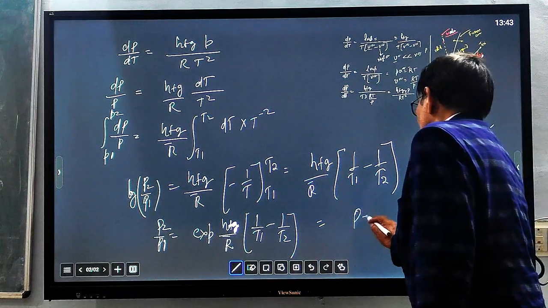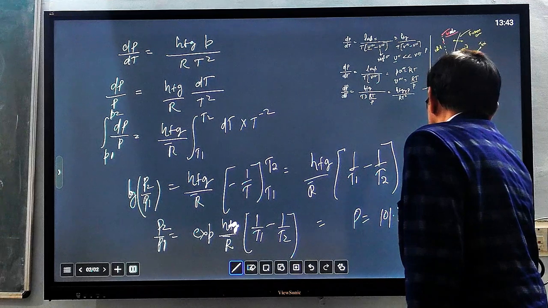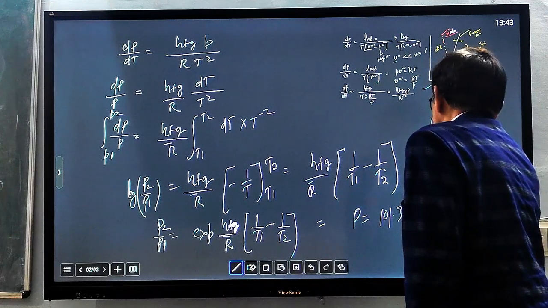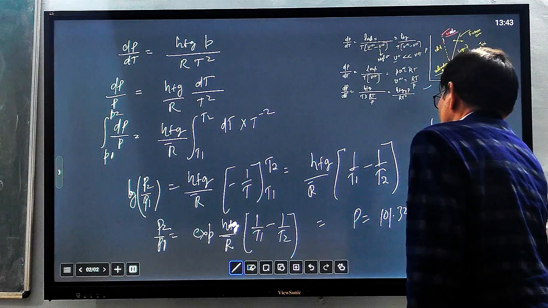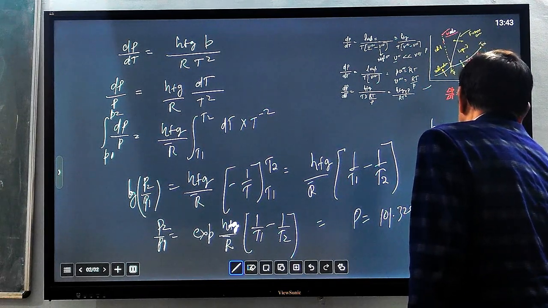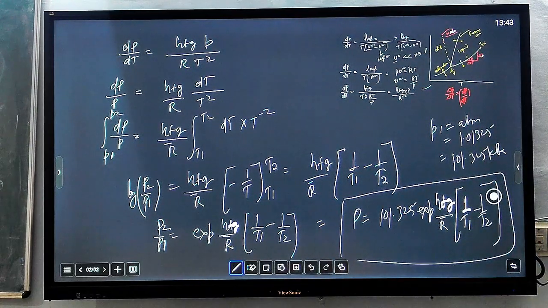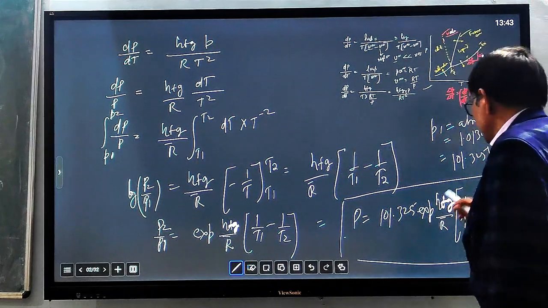So P equal to 101.325 exponential HFG upon R, 1 upon T1 minus 1 upon T2. So this equation we can use for finding out pressure at any given temperature. If initial temperature is given and HFG is given, then we can find out pressure, because HFG, the latent heat of phase transformation, is given. We can find out any pressure at a given temperature.